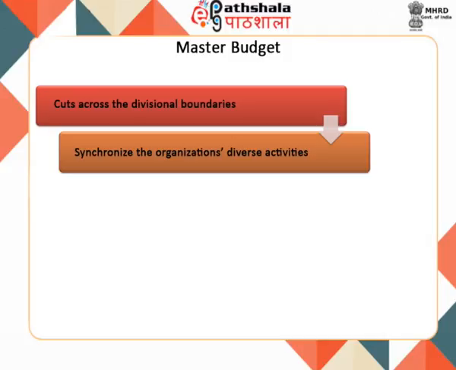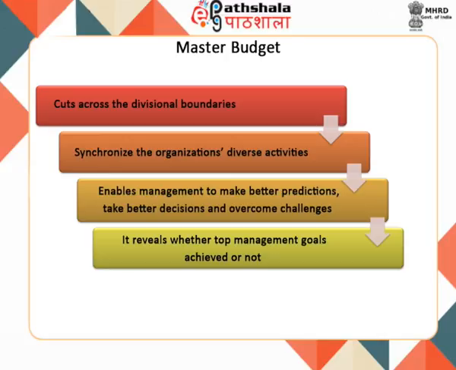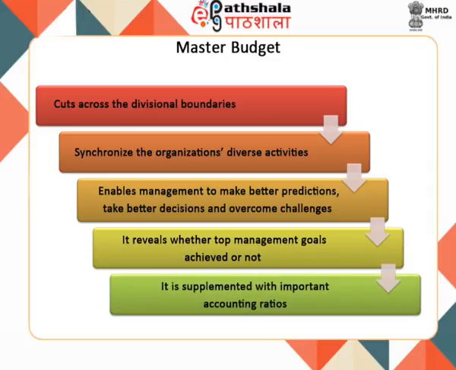This coordination and cohesiveness among different budgets enables management to make better predictions, take better decisions, and overcome challenges. It reveals whether top level management goals of revenue, expenses, income, cash, and financial position can be smoothly achieved or not. It is supplemented with important accounting ratios such as current ratio, liquidity ratio, profit to capital employed ratio, etc. Let us now recapitulate what we have learnt in this module.